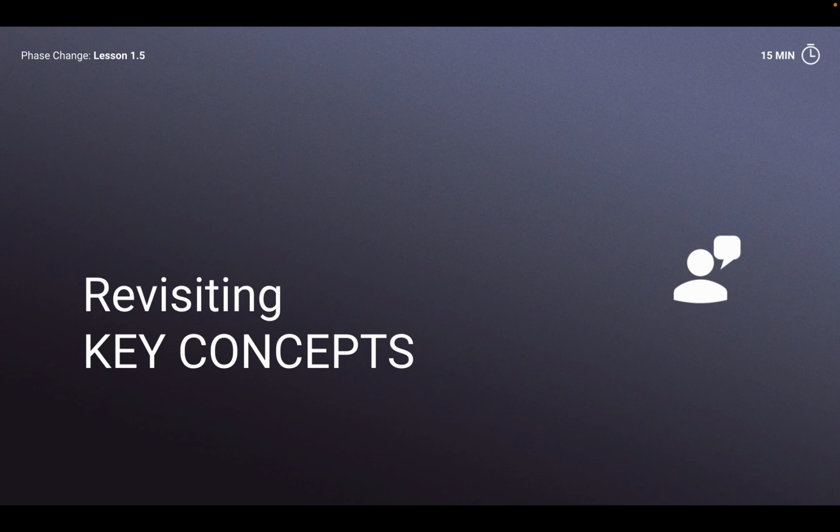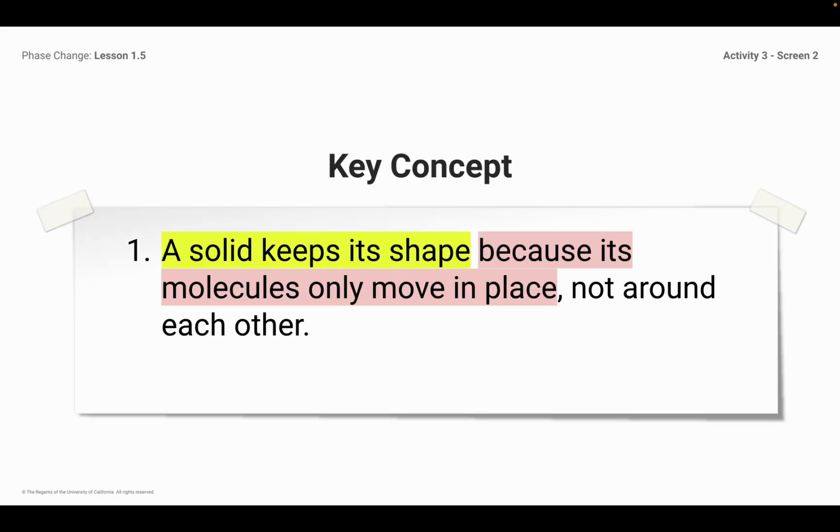So prior to this lesson, we had key concept number 1 saying a solid keeps its shape, but we didn't know why. But now that we've been really looking into the molecular scale of each of the phases of matter, we understand that a solid keeps its shape because its molecules only move in place, not around each other. And so I'd like you to go ahead and just add that last part.